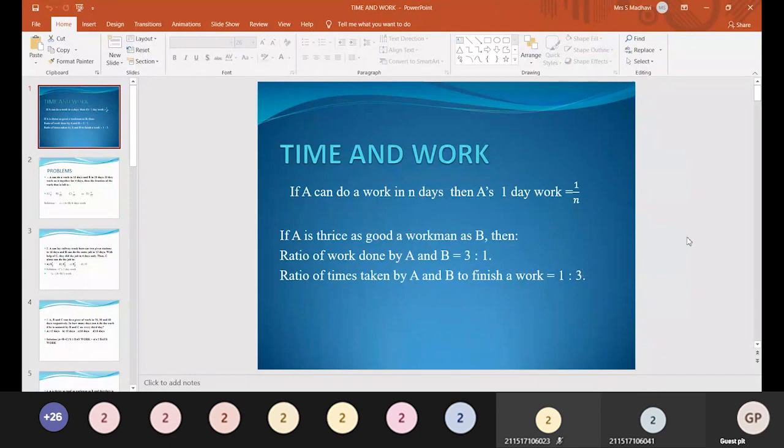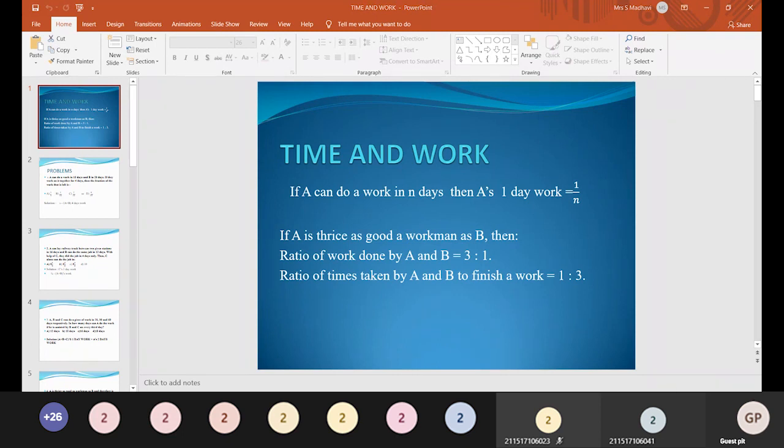In this video, you are going to learn about time and work problems, which can be solved using some formulae. If A can do a work in n days, then A's 1 day's work is equal to 1 by n. If A is thrice as good a workman as B, then the ratio of work done by A and B is 3:1. The ratio of times taken by A and B to finish a work is 1:3.